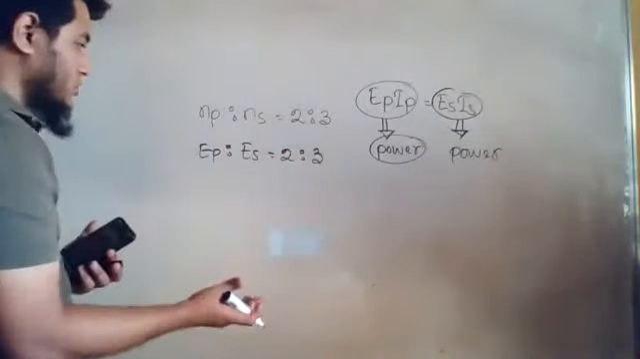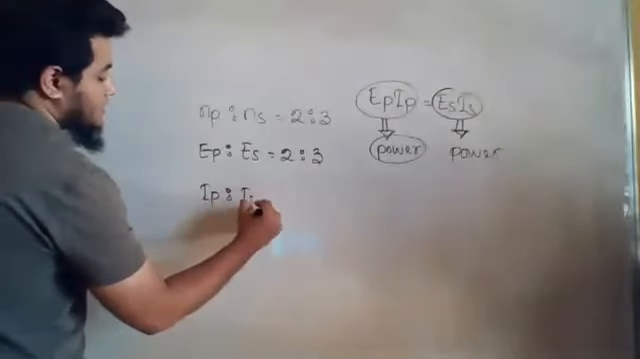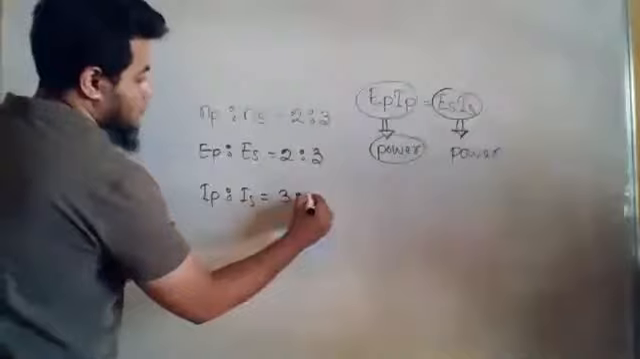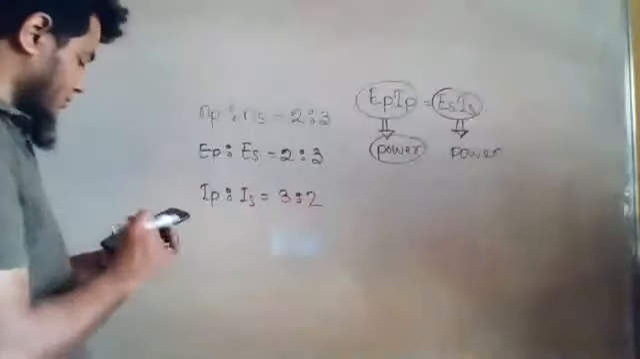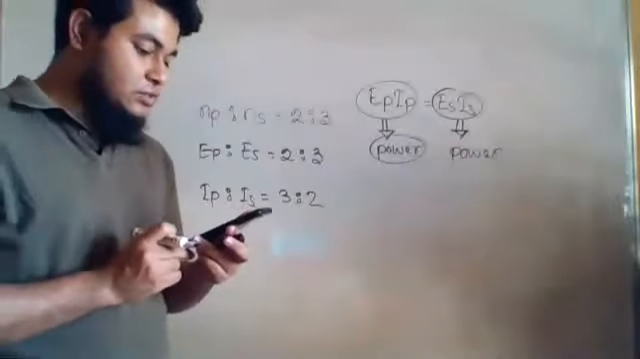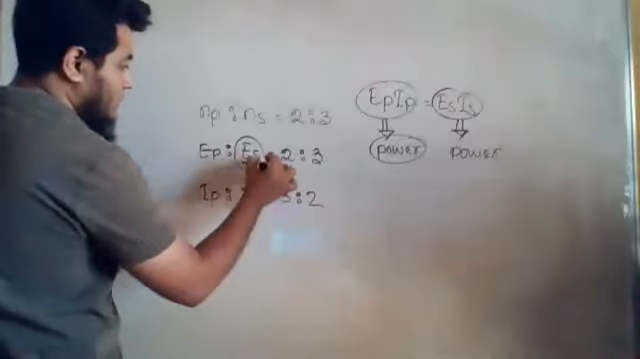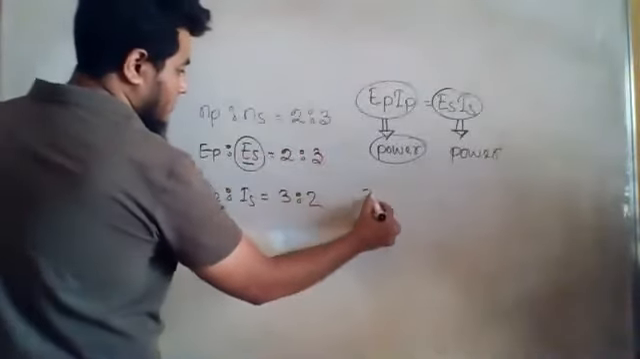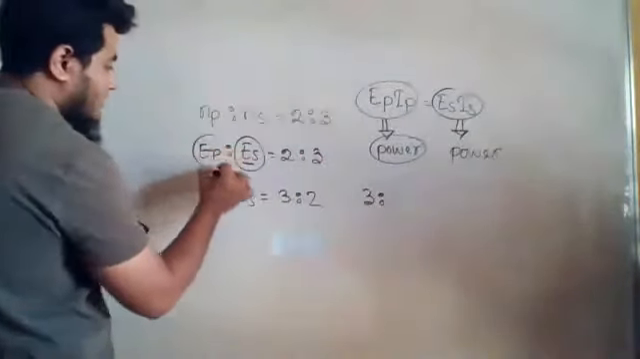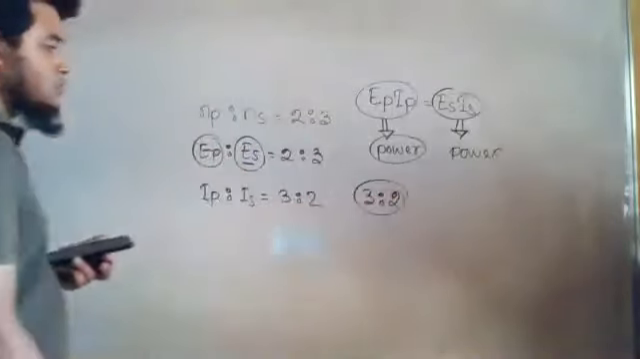It is reversed in case of current, that is IP is to IS becomes 3:2. Okay. So here in the number 7 question, I have asked ES is to EP. This one I have written first. So 3 will come first, and then I have given EP, then 2 will be here. So the answer will actually be 3:2.